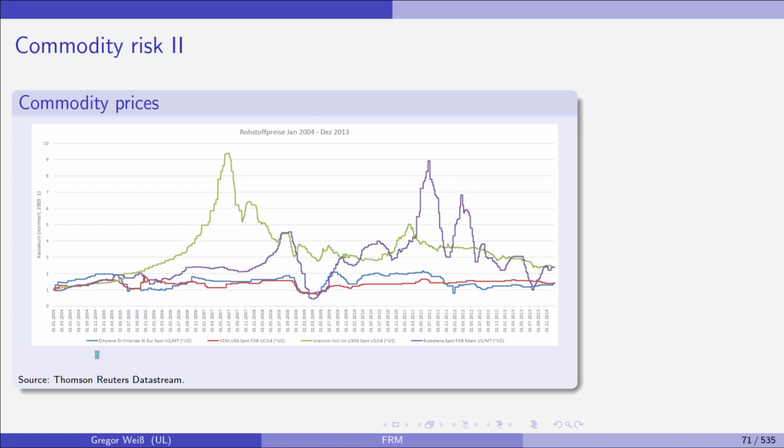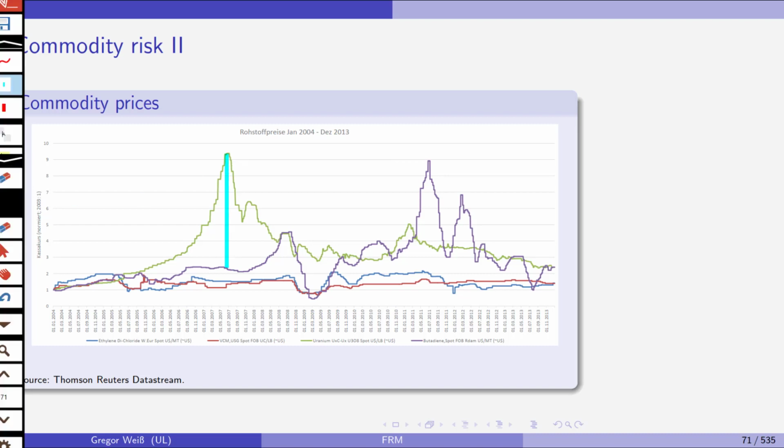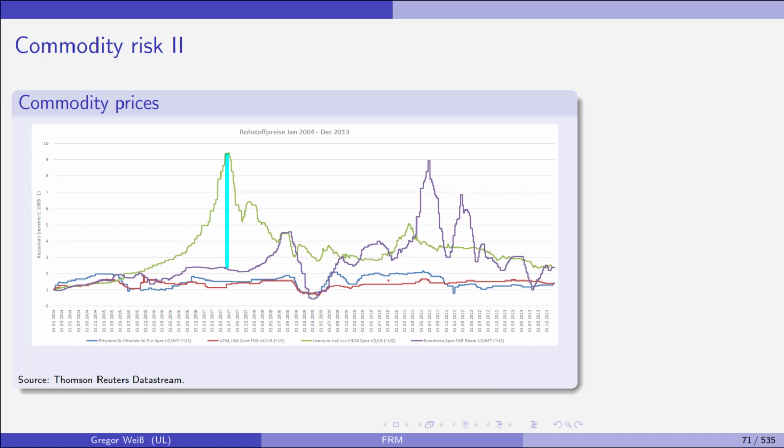This is a plot where I standardized the prices for ethylene dichloride, VCM, aluminum, uranium and butadiene, so four different commodities that are not very standard, I admit. The prices were standardized in 2004 to 1. And you can see the huge difference between some of these commodity prices. Some of them are quite volatile. Others, like aluminum in this case, haven't changed too much.